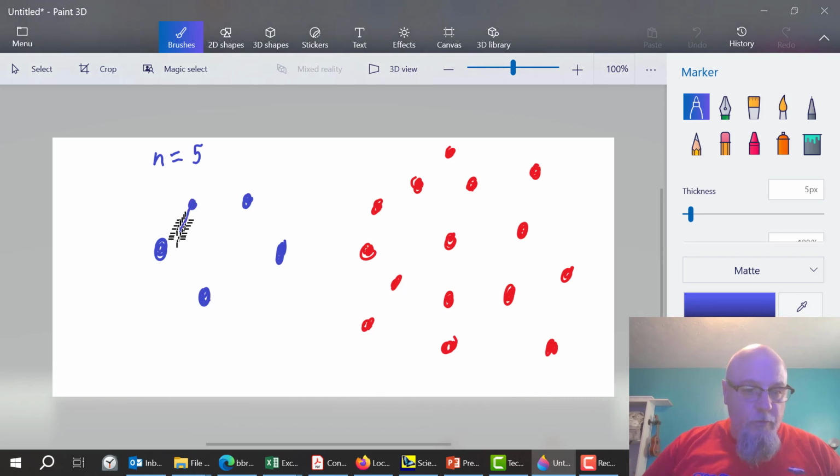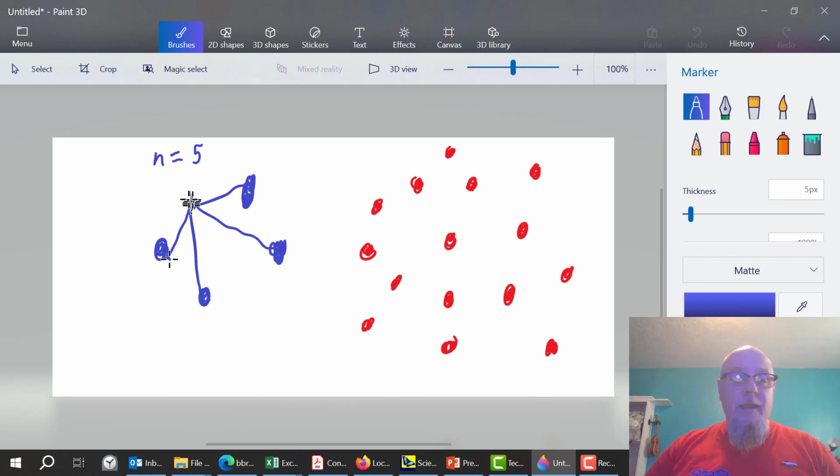So this first one's going to be connected here, here, here. I'll make that node bigger because it's hard for me to draw. There. So I connected this first node with all the other nodes. So if n equals 5, out of each node, I drew 4 lines. So every one of those 5 nodes is going to have 4 lines coming out of it.